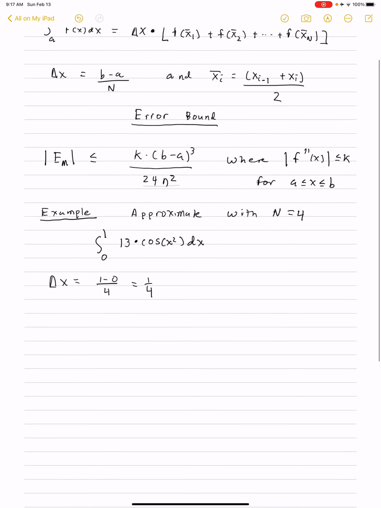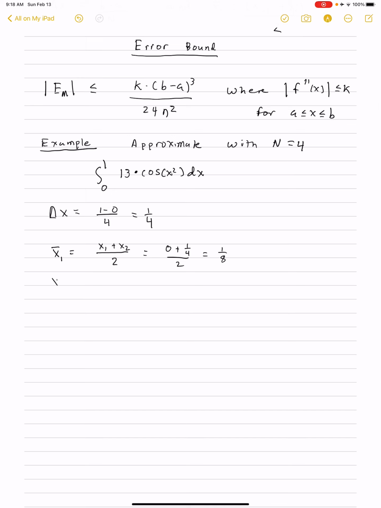Okay. I'm going to just calculate x sub 1 bar. That's going to be the average of x sub 1 plus x sub 2. Okay. X sub 1 is just going to be 0, plus 1/4, divided by 2. So that's going to be 1/8.